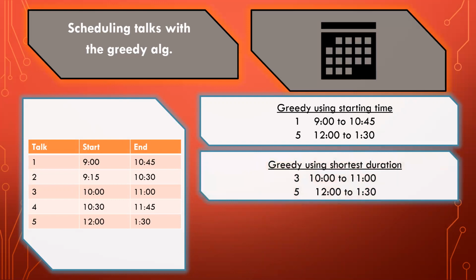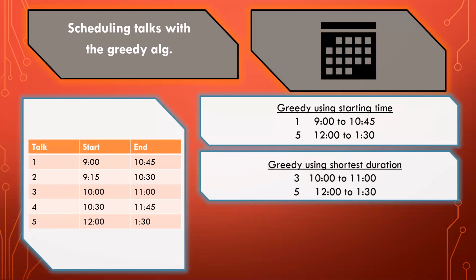Well, that's not good enough, you say. So you go back to the drawing board. Why don't we, instead of scheduling with a starting time, pick the shortest talks? That's got to work, right? So with this method, we'll schedule talk 3 first because it's only an hour long.